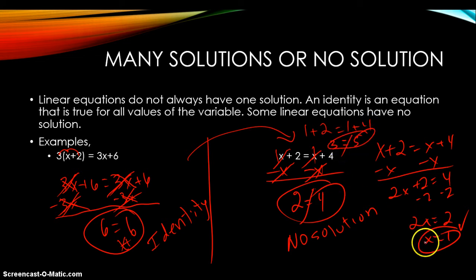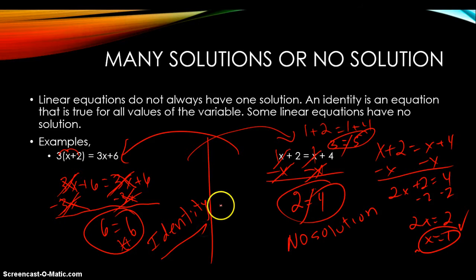So no matter what value you put in for x in this problem, it will never work out. Both sides of that equal sign will never equal each other. Different than what occurs here, where you can plug in any value in that equation and you'll get the same solution. Okay, so that's called an identity.